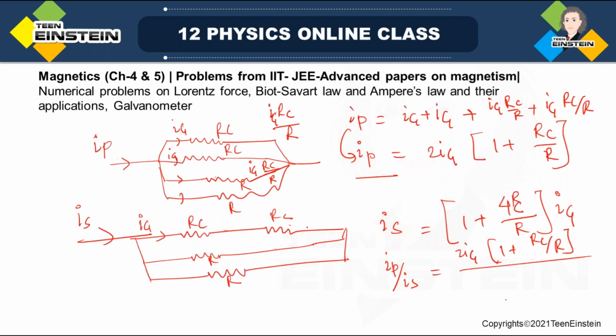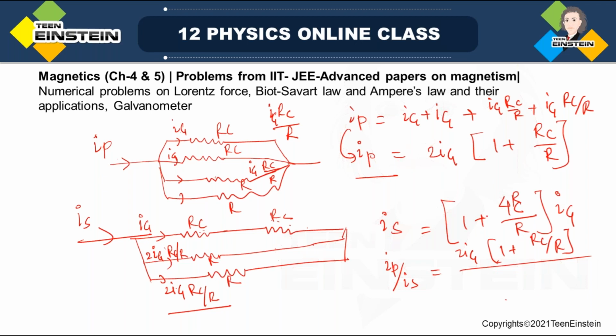Similarly, here I have written IG plus, see here I have written IG through this, and through this it will be 2IG, because RC plus RC, so 2 RC into IG, so 2IG RC by R. This is the current through both, 2IG RC by R. This is the current through both. So this is the thing I have just added up. Okay, IG plus this plus this. So that's how I got this.